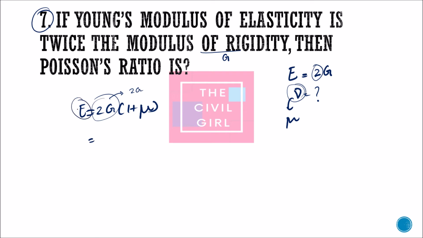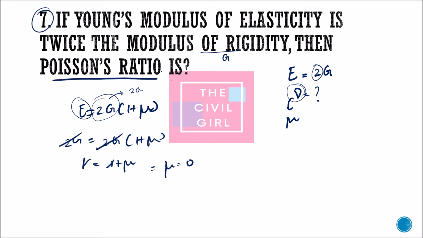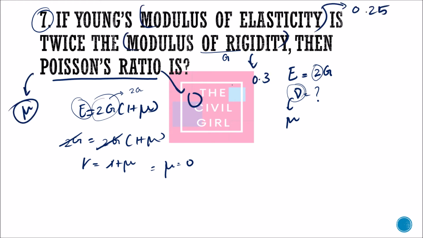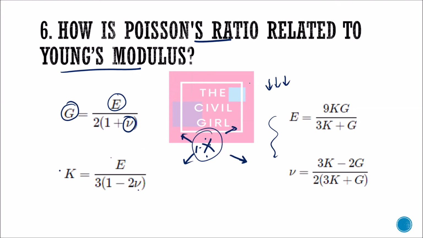We know that E is equal to 2G. So 2G is equal to 2G into 1 plus nu. Let me cancel these both. So this becomes 1 is equal to 1 plus nu. 1 gets cancelled. This means nu is equal to 0. So my answer is Poisson's ratio is equal to 0. N number of questions can be asked from these 4 relationships. So make sure you remember all these things perfectly in your mind.